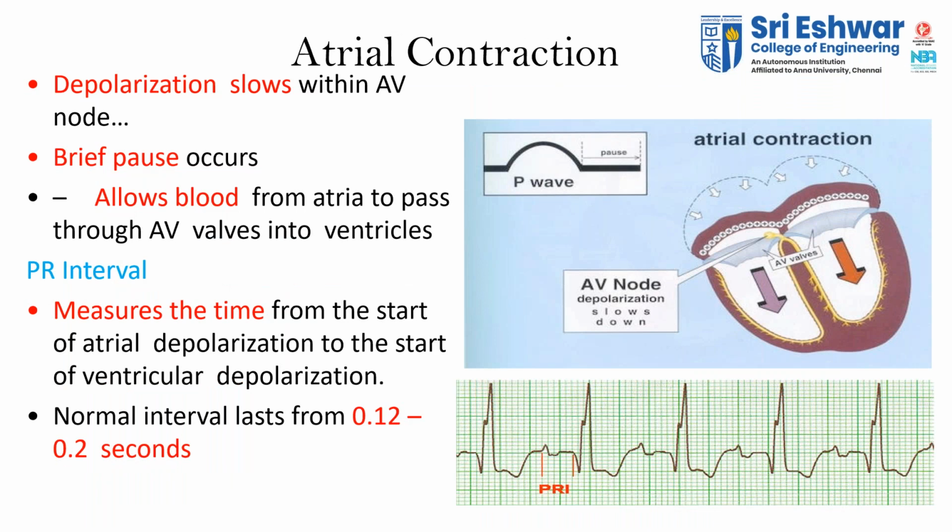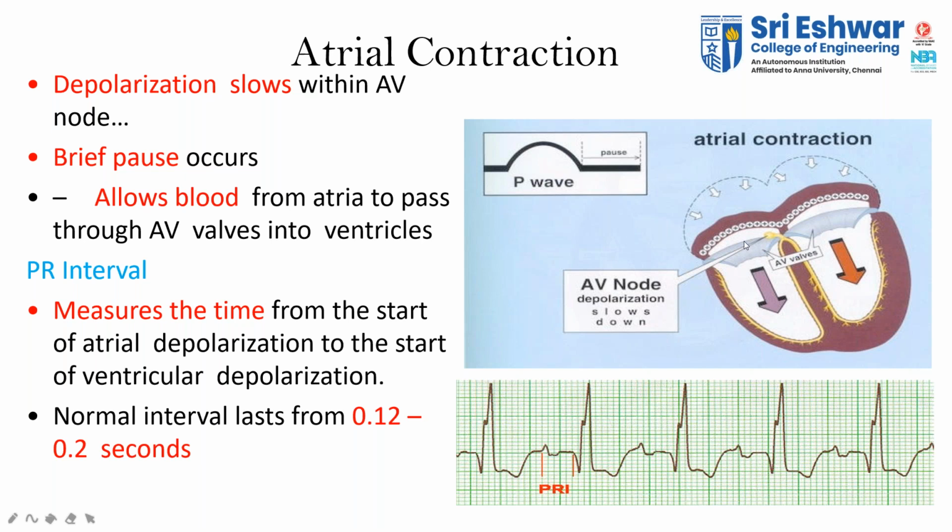Next, atrial contraction. During atrial contraction, depolarization slows within the AV node. The charge carriers get reduced under repolarization. This allows blood from the atria to pass through the AV walls into the ventricles. So this is your P waveform. We have a pause over here. So what happens in the pause? It allows blood from the atria to pass through the AV walls into the ventricles.